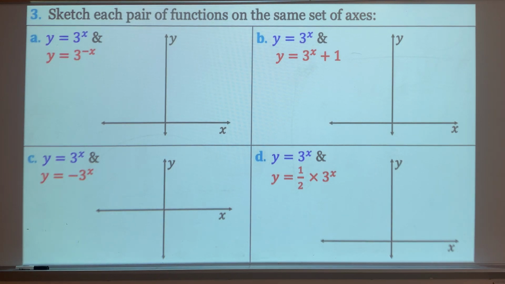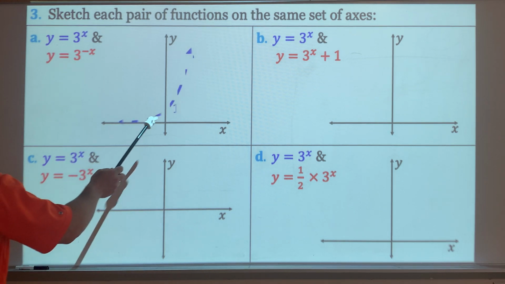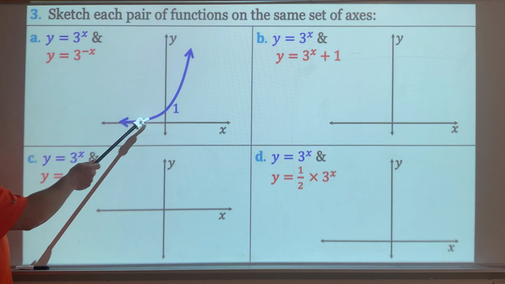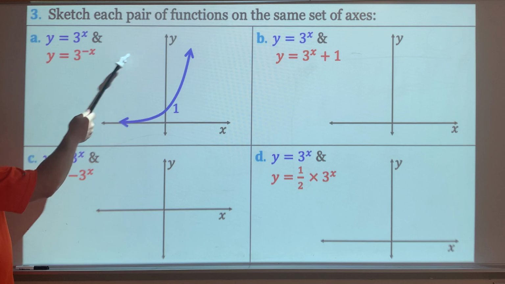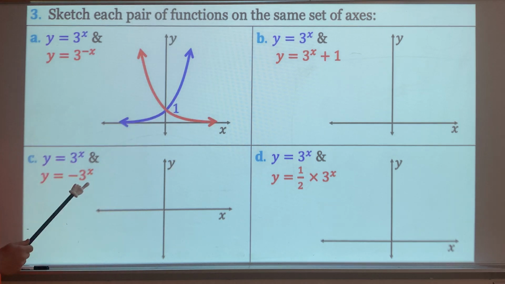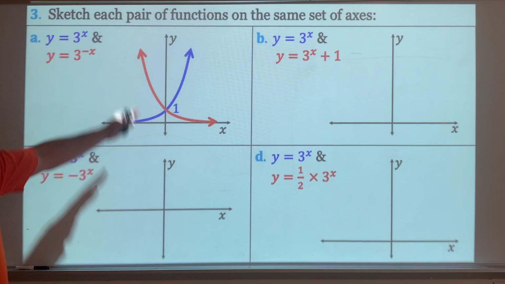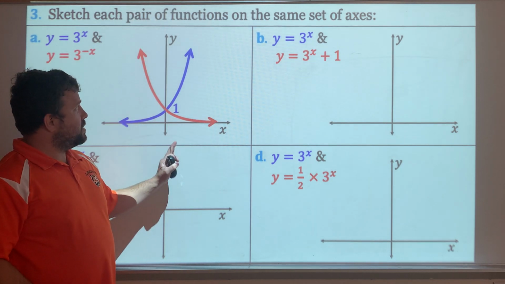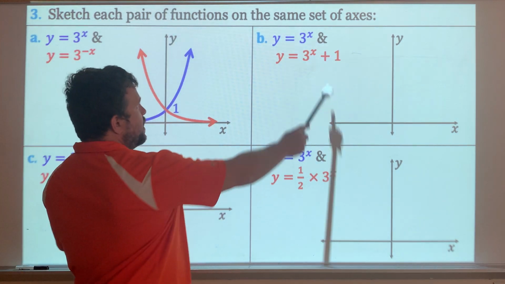All right, 3, sketch the functions. More sketching. Now we're just going to do a bunch of sketches. All right. Let's go through the answers here. 3 to the x, once again, goes through 1. Flattens out here. Negative x. There we go. It's just a mirror across the y-axis, or x = 0. Asymptote or y-axis. Adding 1.